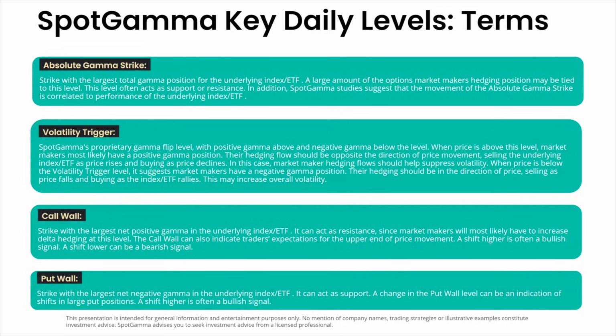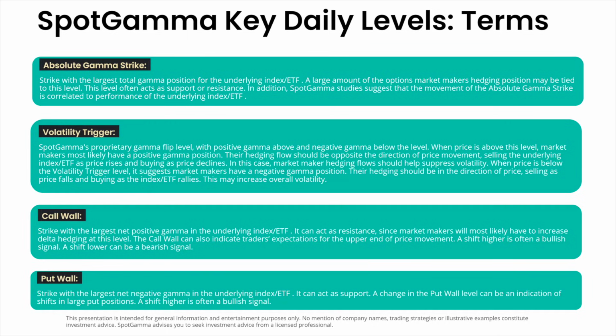In a positive gamma environment, market makers have to trade against price to hedge their delta exposure. This tends to subdue or decrease volatility. In a negative gamma environment, market makers have to trade with price to hedge their delta exposure. This tends to enhance or increase volatility.